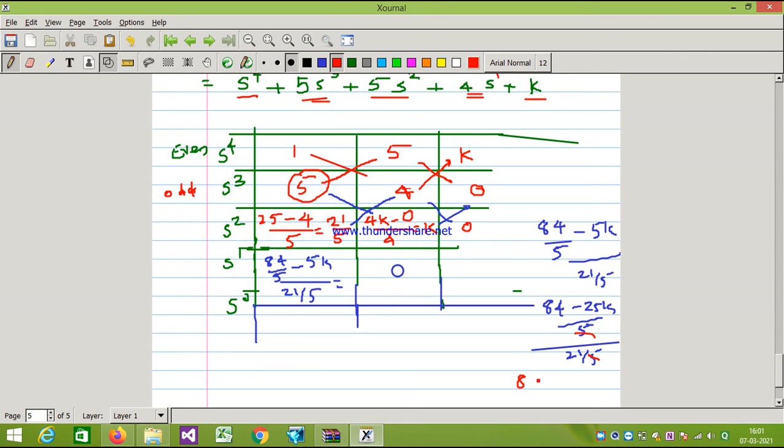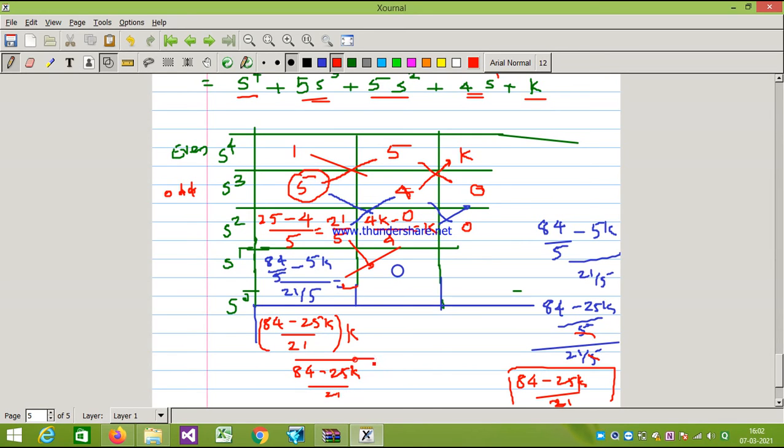So what is the remaining? Only 84 minus 25k divided by 21 is remaining. So this is this column, right? Let's solve the last one. For the last one, this into this, so 84 minus 25k divided by 21 into k, right? And this one into this, so 21 divided by 5 into 0 is 0, divided by again 84 minus 25k divided by 21. See here, both are the same brackets, so both are cancelled together. What is the remaining? Remaining is only k.